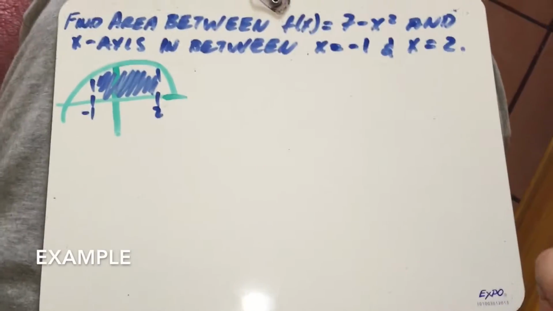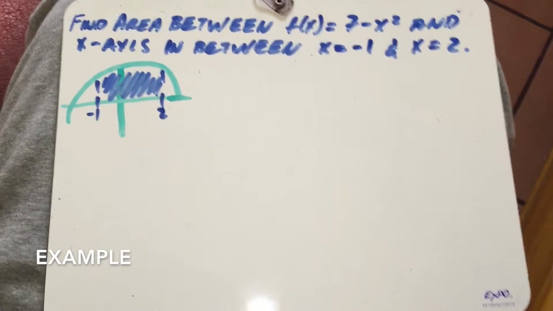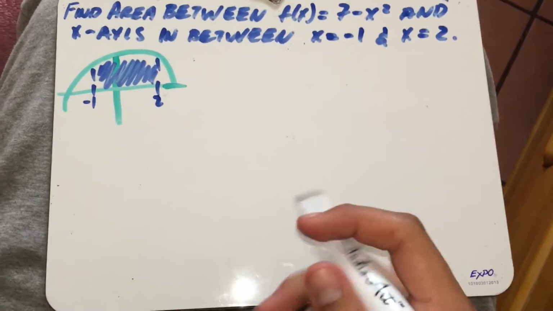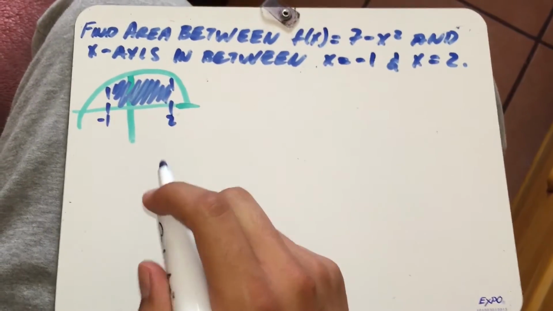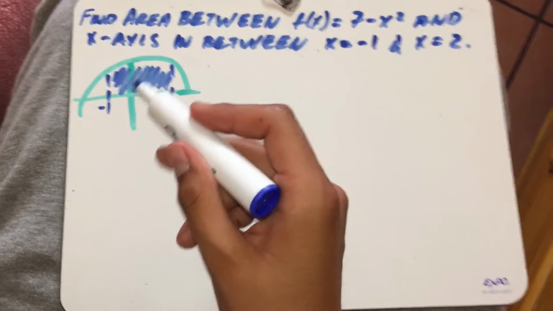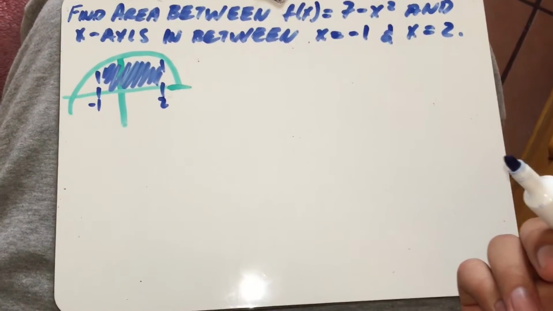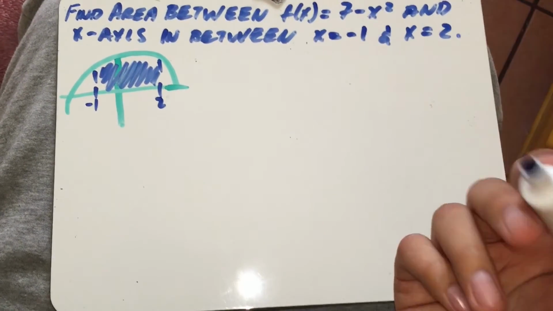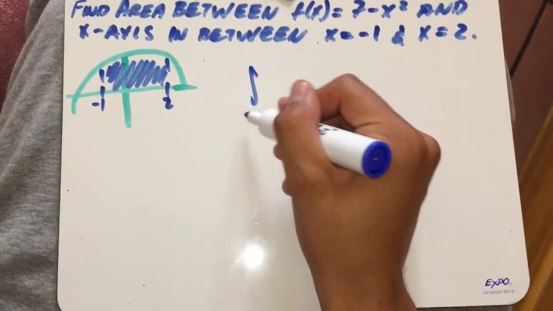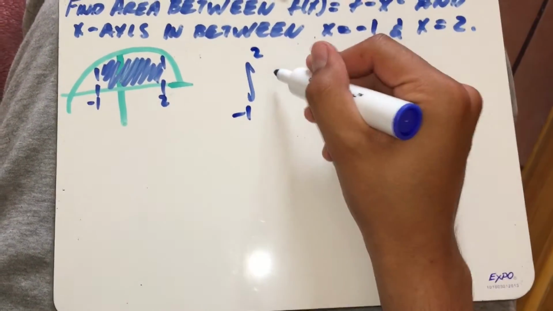The question asks to find the area between the function f of x equals 7 minus x squared and the x-axis in between the points x equal to -1 and x equal to 2. I already drew a rough sketch of how the graph would look with the points. So everything in blue is the section of which you're finding the area. The blue is basically the area that you're taking into account. So you have your points a and b. -1 is your a, 2 is your b, because you always want a positive area.